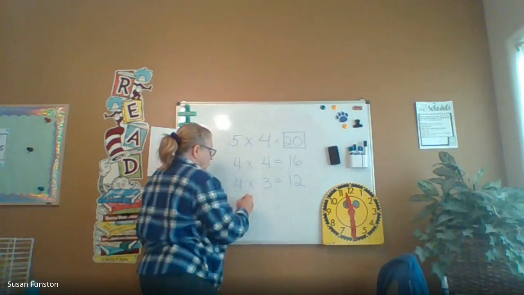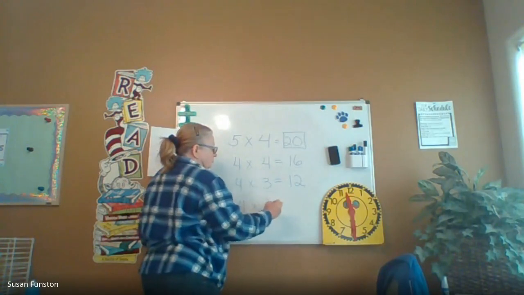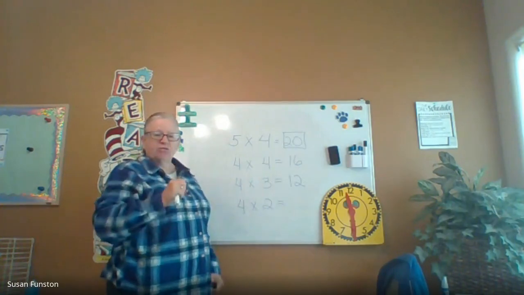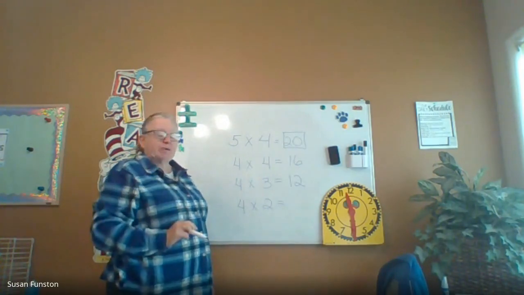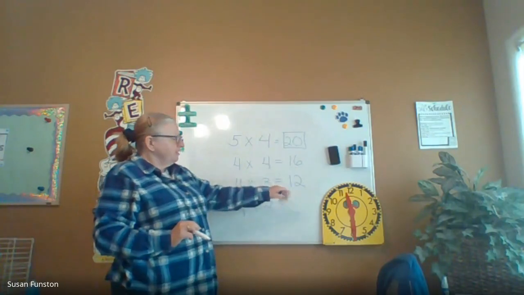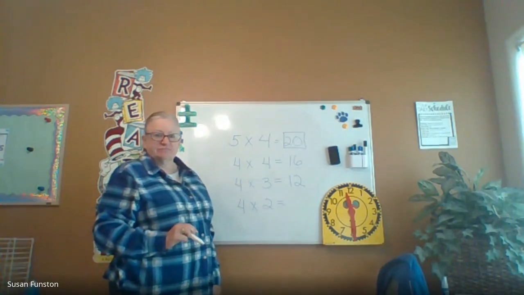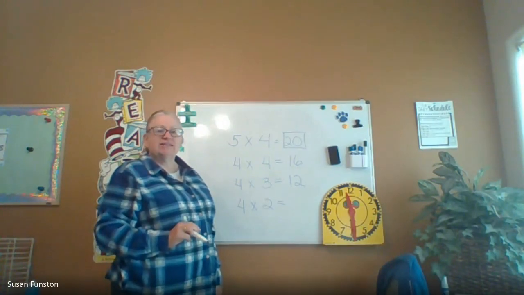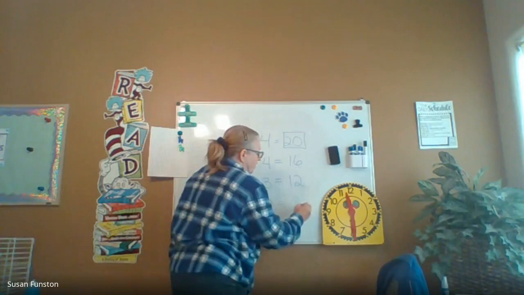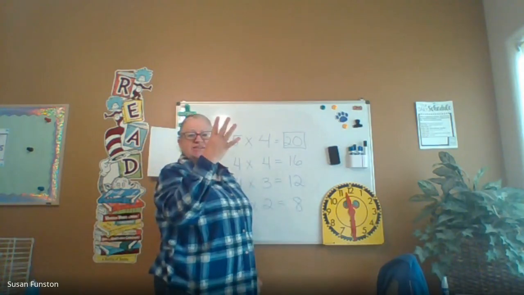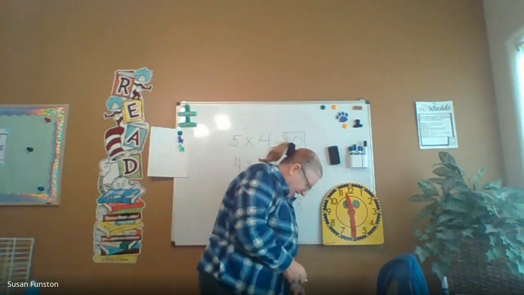So I want you to do 4 times 2 by starting at 12 and counting backwards by 4. Go ahead and try that on your own. Okay, how'd you do? What'd you get? That's right, it's 8. Because 12, 11, 10, 9, 8, when I counted down, I got to 8.